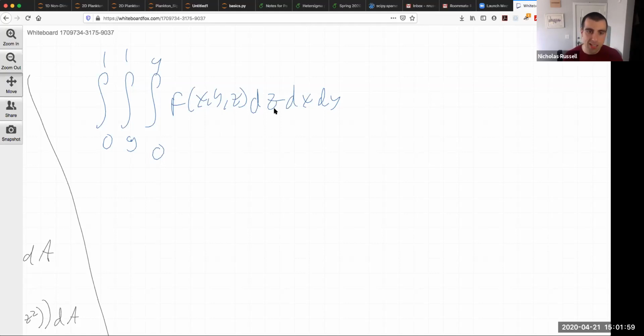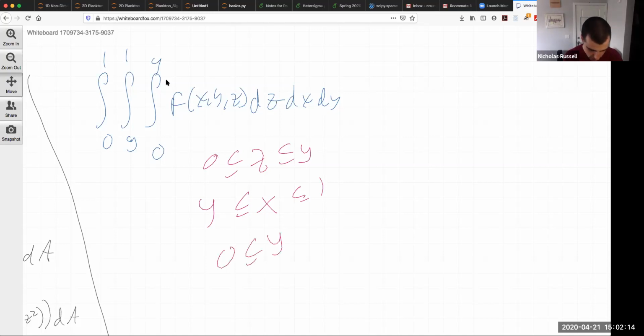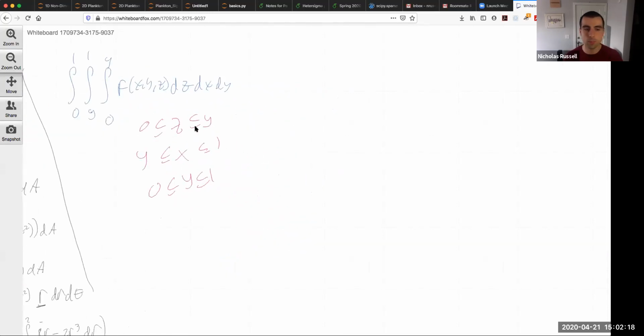Here, z is between 0 and y. That's what it says. I'm integrating out z first. I say z is between 0 and y. I then tell you that x is between y and 1. And lastly, I tell you that y is between 0 and 1. This is my integral. Right, these are my limits.